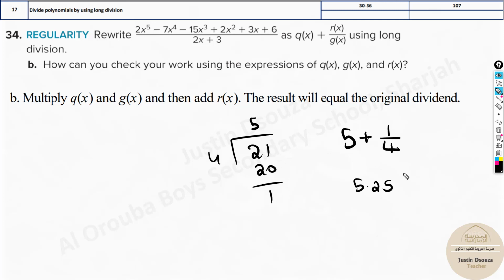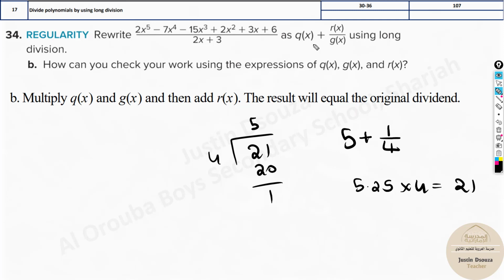If you put it in the calculator, this is the correct answer. Now, how would you get back? How would you check this? To check this, I just have to multiply this 5.25 with this 4, and this must give me 21.